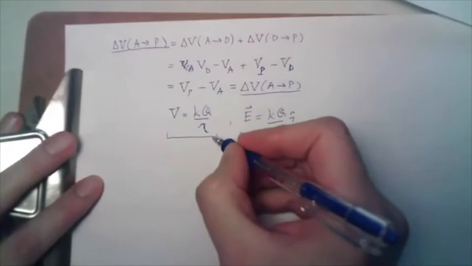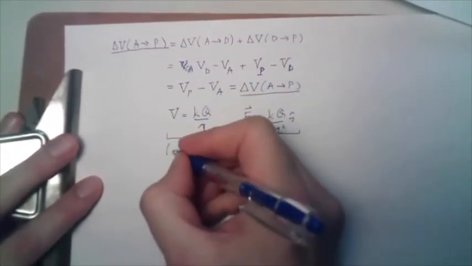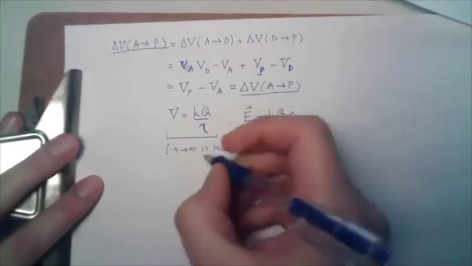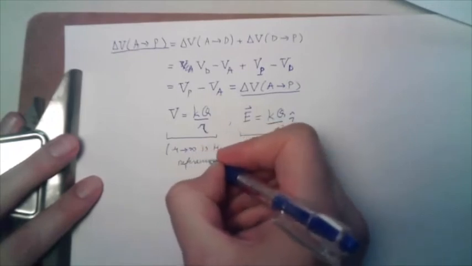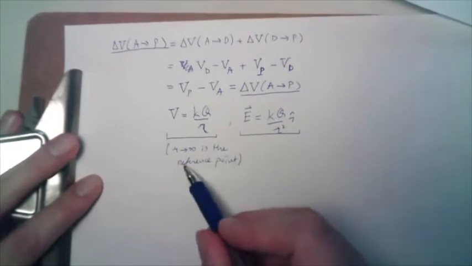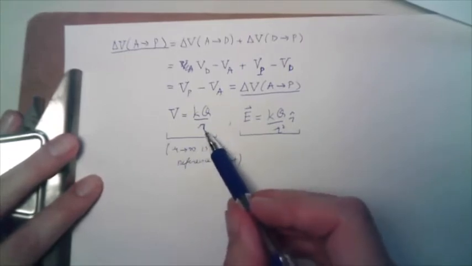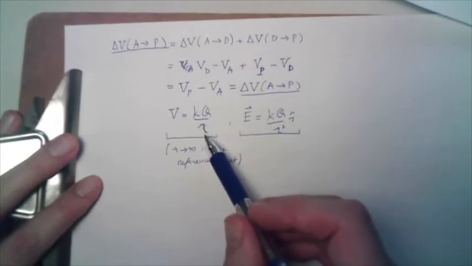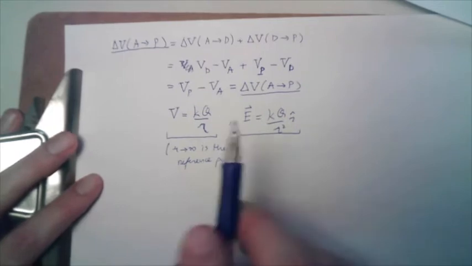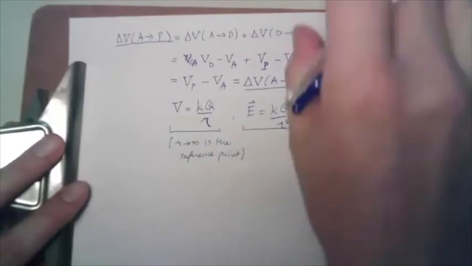So oftentimes when we write a potential and we don't write it as a potential difference, we'll say that R is infinity is the reference point. To be really clear, it doesn't really matter too much because you can put the reference point anywhere, but that explains why that term disappeared, because 1 over R, where R goes to infinity, that term disappears. All right, so that's the potential.